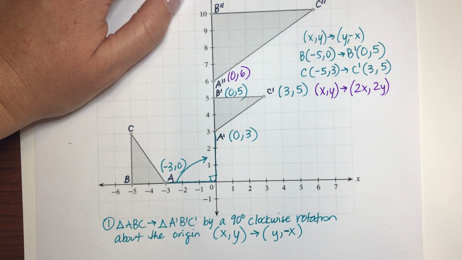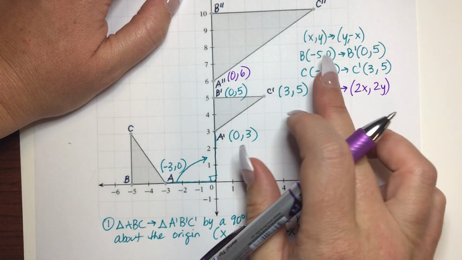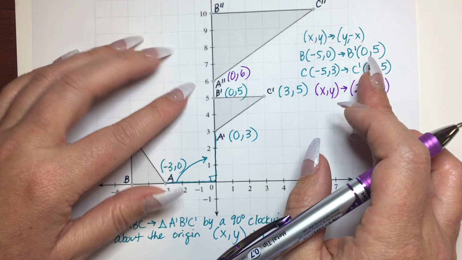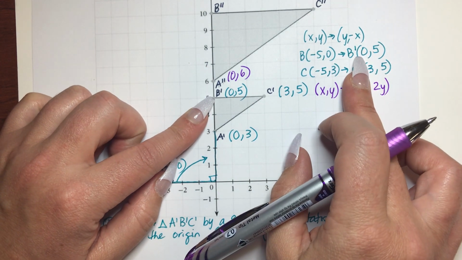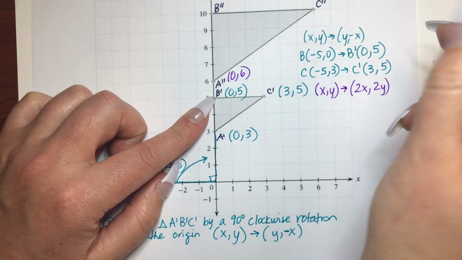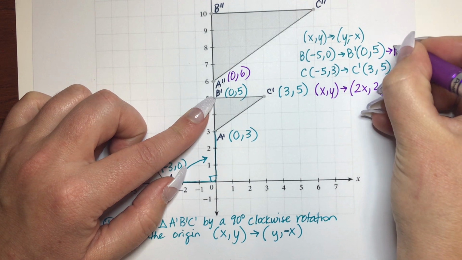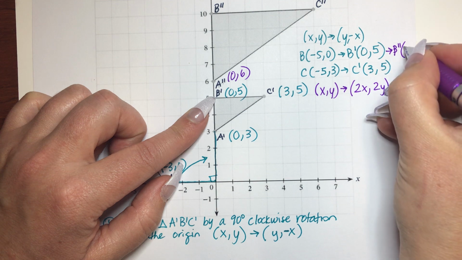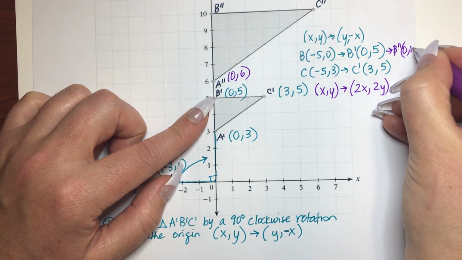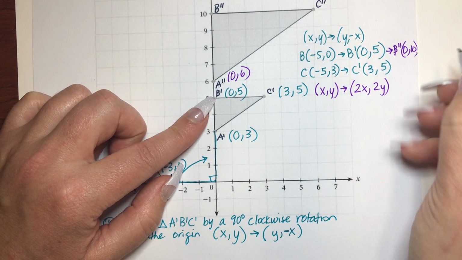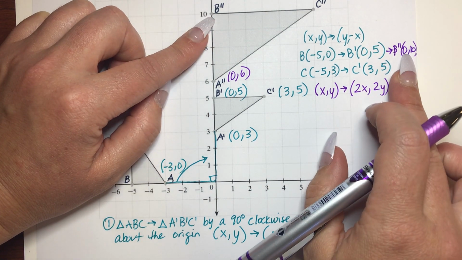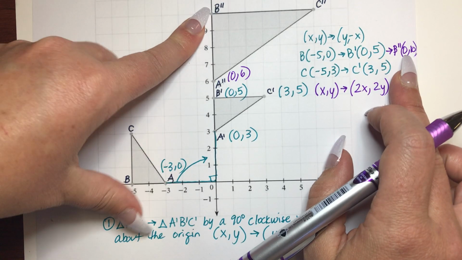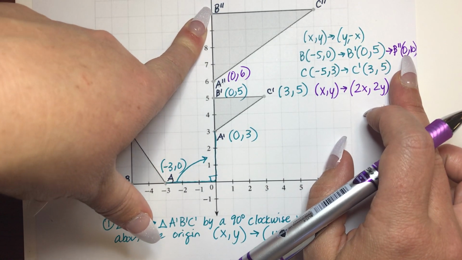Okay, so let's go ahead and see if that works for the other vertices, B double prime and C double prime. So I already have written down here that B prime is (0, 5). So now I'm going to do one more to B double prime, multiply this by 2. 2 times 0 is 0, and then 5 times 2 would be 10. So is B double prime (0, 10)? (0, 10), it is. So that means that one is a dilation with a scale factor of 2.